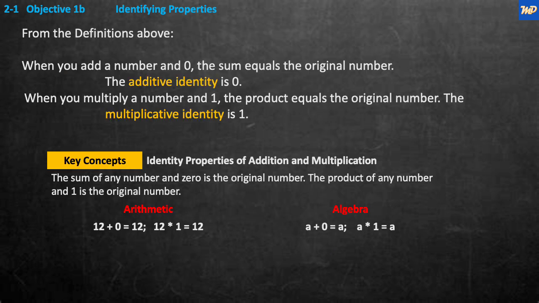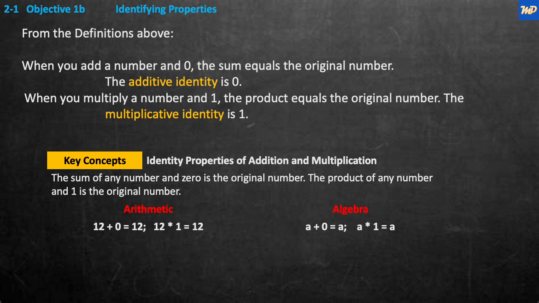Okay, Objective 1B, identifying properties. From the definitions above, you'll remember that when you add a number and 0, the sum equals the original number. That's called the additive identity, which is 0. When you multiply a number and 1, the product equals the original number. That's the multiplicative identity, and it is 1.